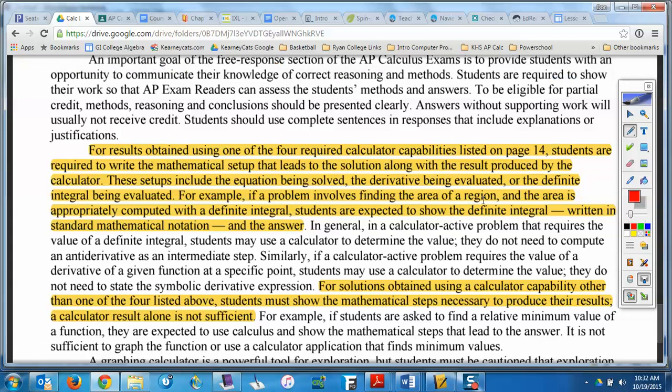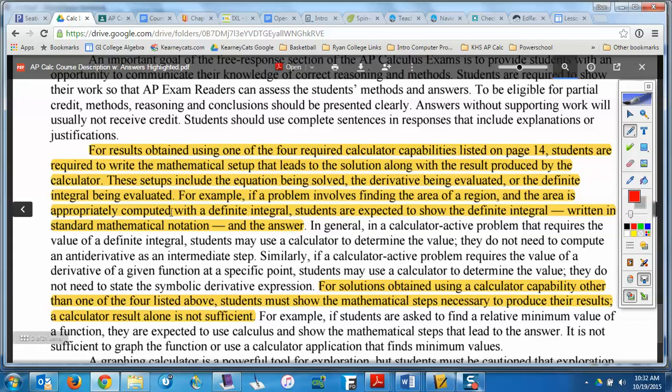If a problem involves finding the area of a region, the area is appropriately computed with a definite integral. Students are expected to show the definite integral written in standard mathematical notation in the answer. Required to write the mathematical setup that leads to that result.